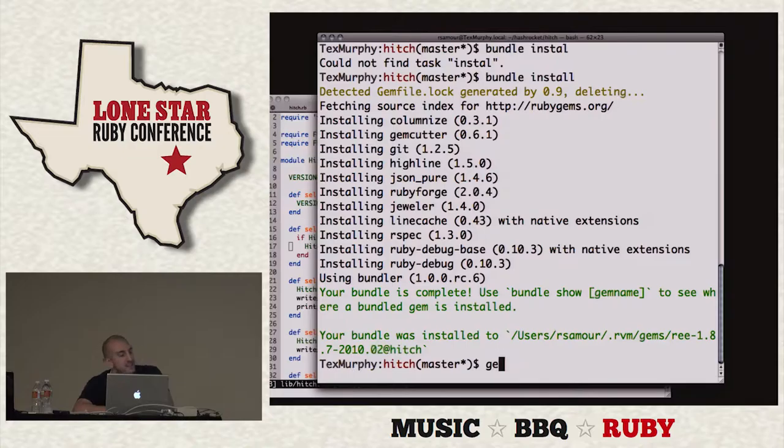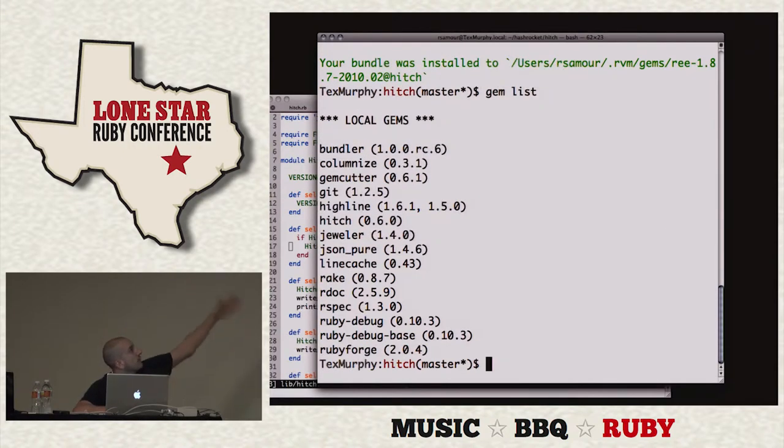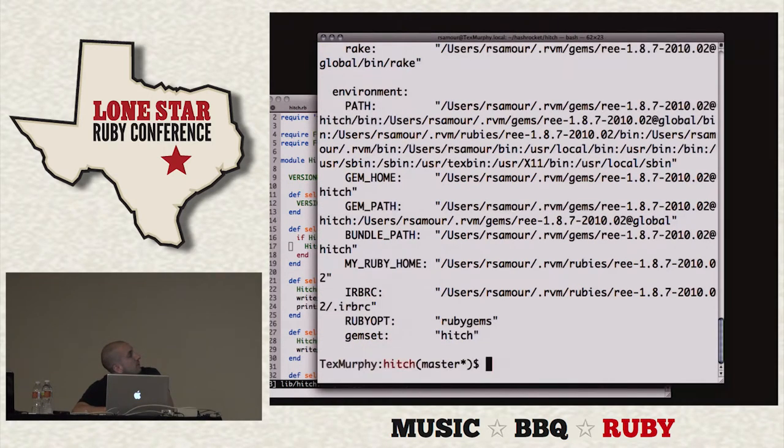So now I say gem list, and all my stuff is there. And I say RVM info. Oh, you know what? Yeah, RVM info. The bundle path is Hitch, and the gem home is Hitch. So all that stuff got installed on my Hitch gem set.